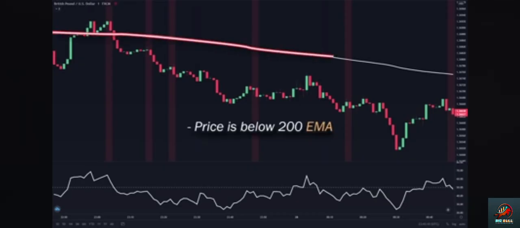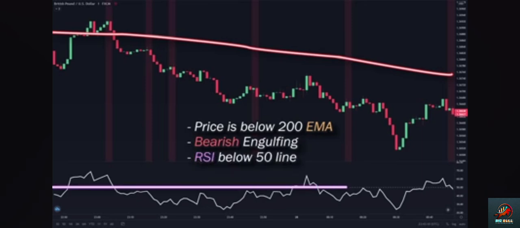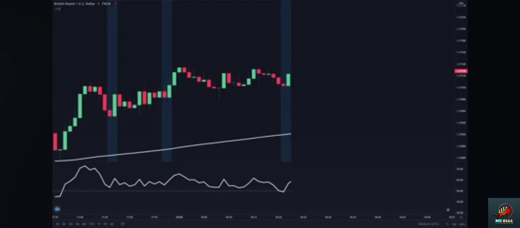If the price is below the 200 EMA, while the candle shows a bearish engulfing pattern, while the RSI is below the 50 line, you take a sell position. Now for our exit strategy. Once you've entered a trade, you want to set your stop loss below your entry candle here, and set your profit target at 2 times your stop loss.